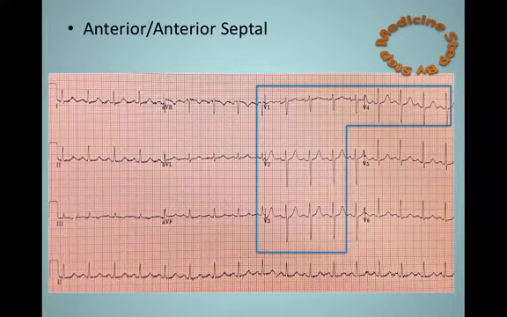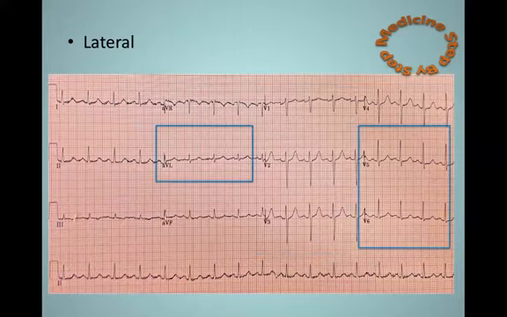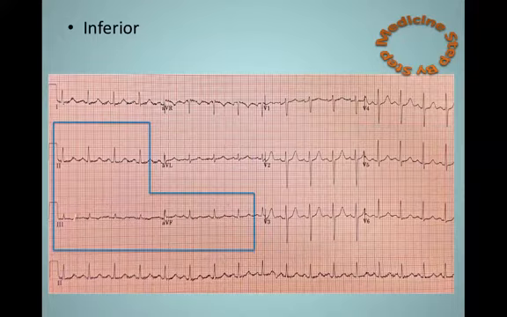Here, I have grouped together the leads that look at certain parts of the heart. Leads V1 to V4 look at the anterior septal aspects of the heart. Leads V5, V6 and AVL look at the lateral aspects of the heart. Leads 2, 3 and AVF look at the heart inferiorly.